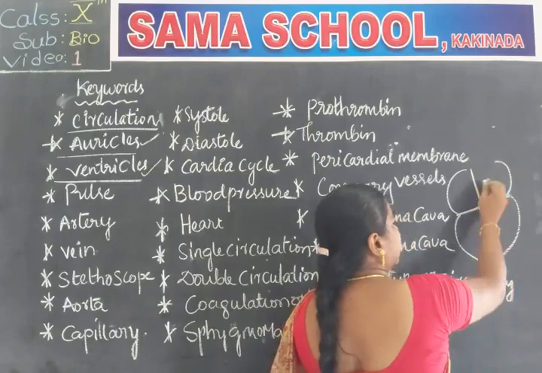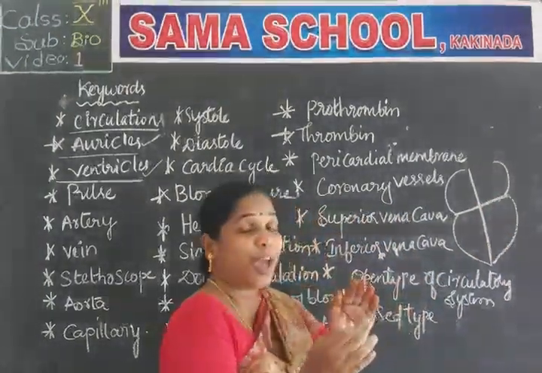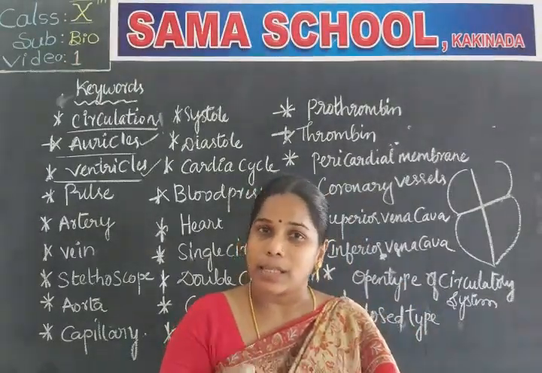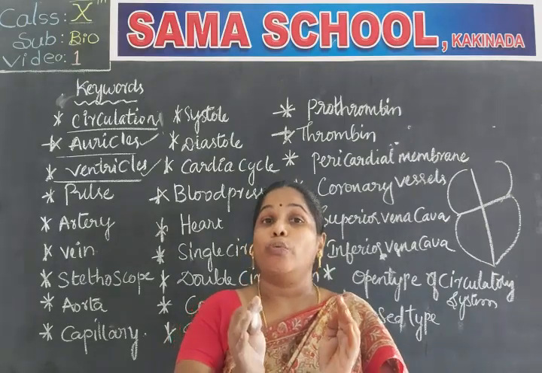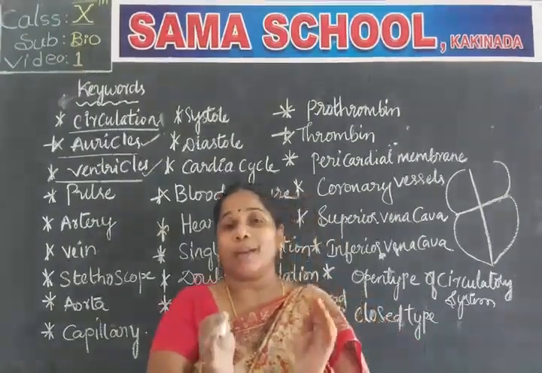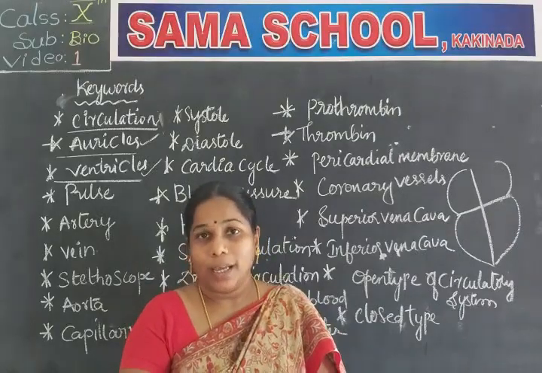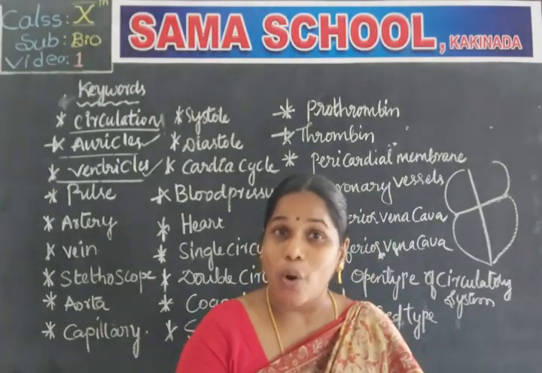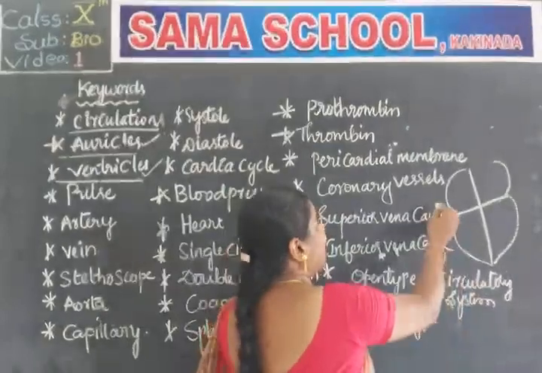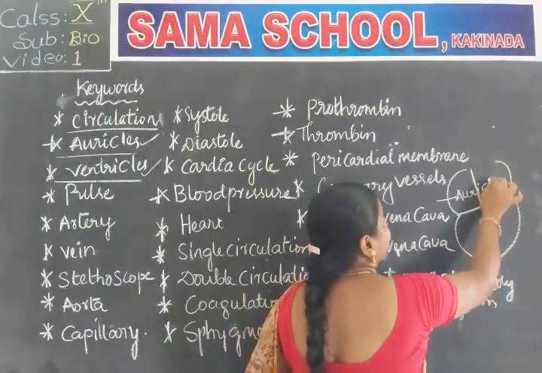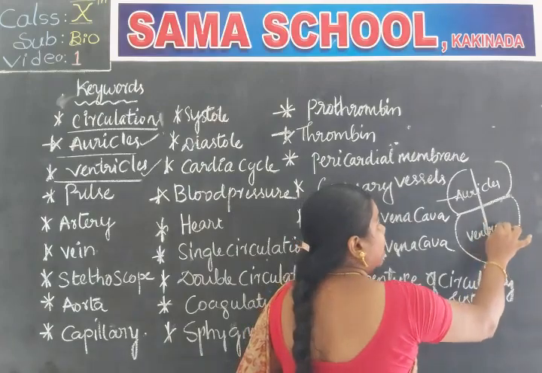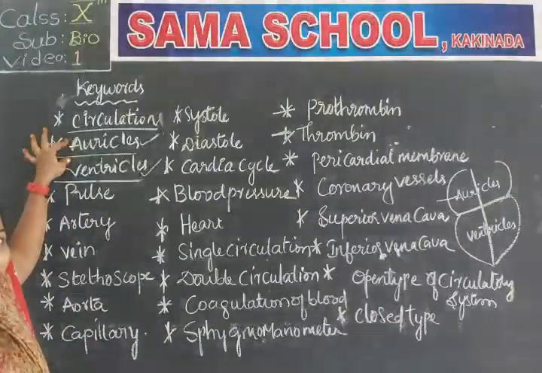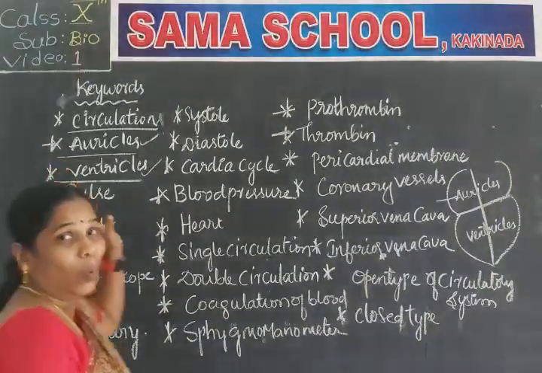the heart is internally divided into 4 chambers. Again I am saying the heart is internally divided into 4 chambers. The divisions you cannot see outside. Understand? The upper chambers are called auricles. The lower chambers are called ventricles. So the upper chambers are called auricles, and the lower chambers are called ventricles.